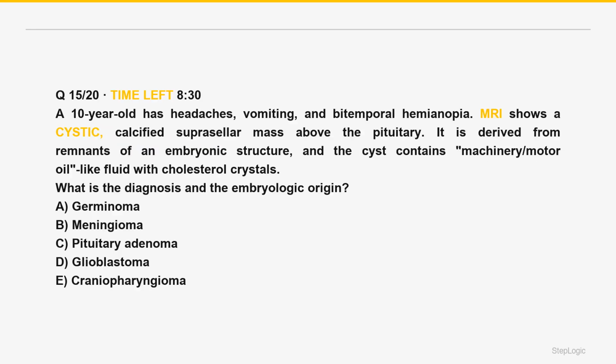What is the diagnosis and the embryologic origin? A 10-year-old has headaches, vomiting, and bitemporal hemianopia. MRI shows a cystic, calcified suprasellar mass above the pituitary. It is derived from remnants of an embryonic structure, and the cyst contains machinery motor oil-like fluid with cholesterol crystals.